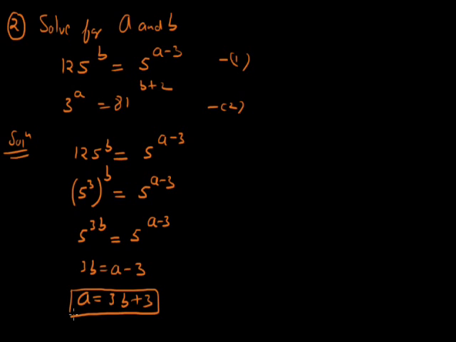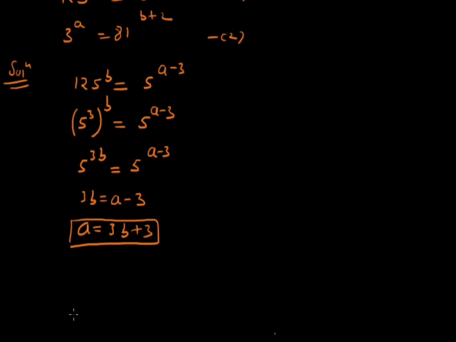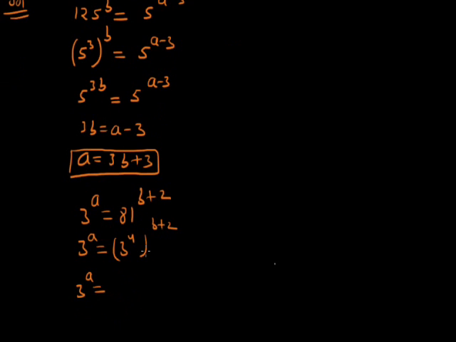Now I take the second equation, that is 3 raised to the power a is equal to 81 raised to the power b plus 2. 81 can be written as 3 raised to the power 4, so 3 raised to the power a is equal to 3 raised to the power 4 into b plus 2. Now 4 is multiplied with b plus 2, so we get 3 raised to the power 4b plus 8. Now as the bases are the same, the powers are also the same. So a equals 4b plus 8.